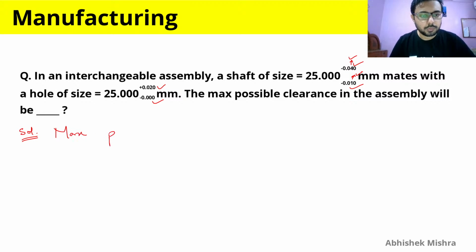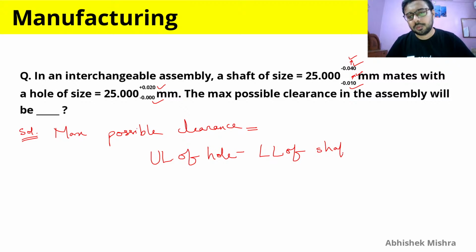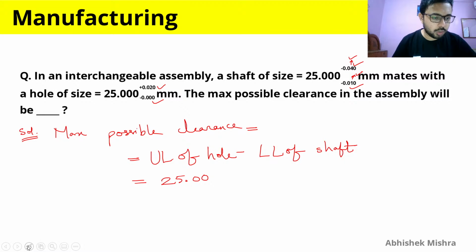Maximum possible clearance will be the upper limit of hole minus the lower limit of shaft. So what is the upper limit of hole here? The upper limit of hole here is 25.0. So I have made a 10 extra here.